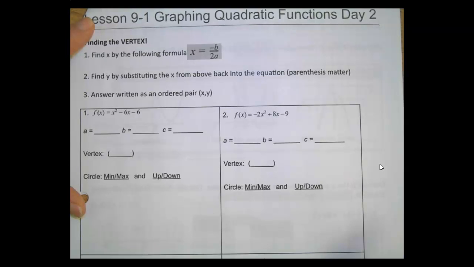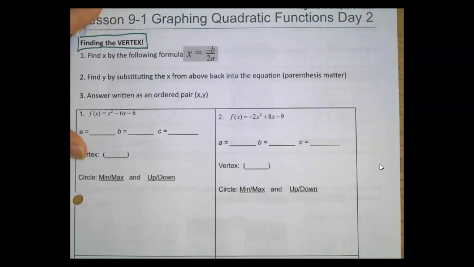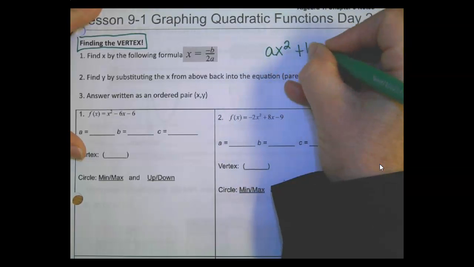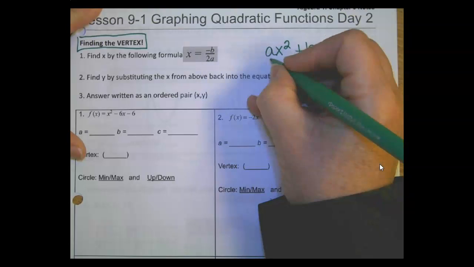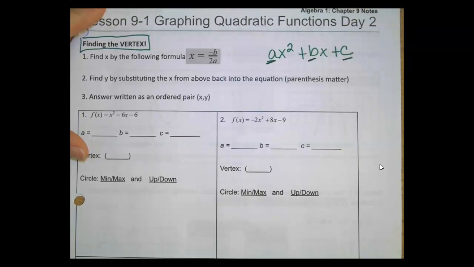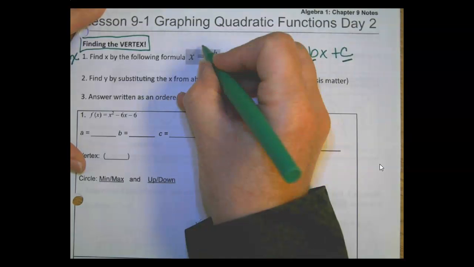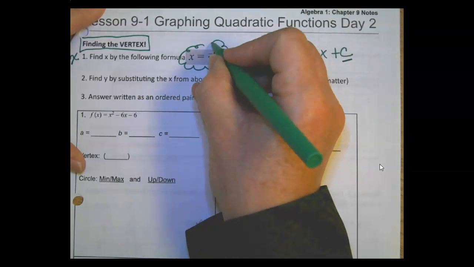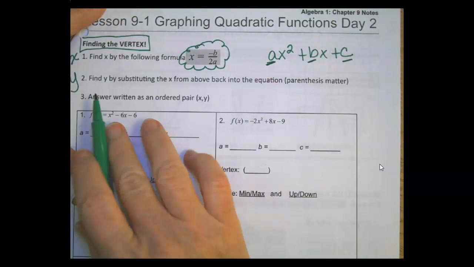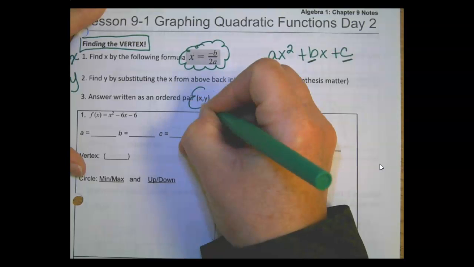So all we're doing today is we're going to find our vertex. As a reminder, standard form looks like this, where you need to know what the A, B, and C are. All right, so the first thing you need to do is to find your X value by this formula. So you'll definitely need your calculators. To find your Y, you'll substitute that value back into the equation. And then your answer is written as an ordered pair.